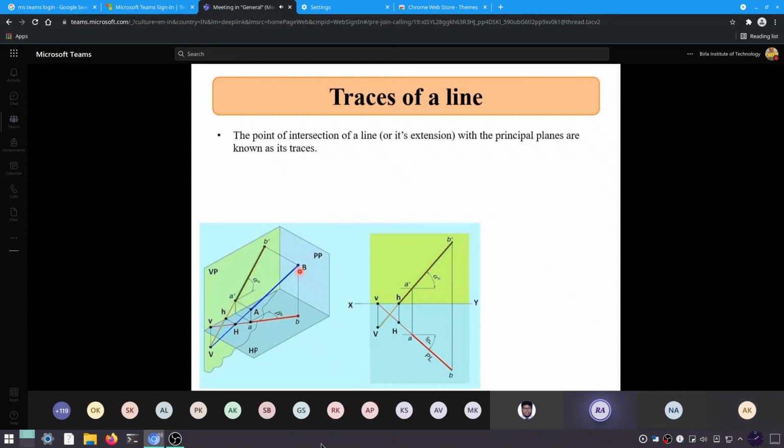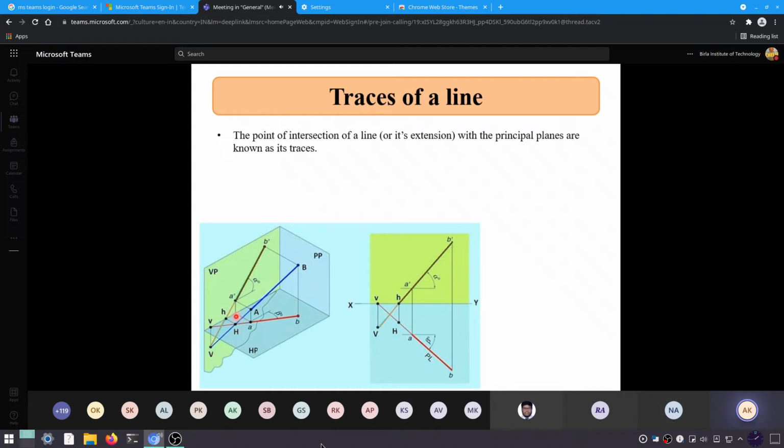So we have got a line which is inclined to both the principal planes, right? And if we extend the line further, so let's say in this case we are extending the point A over here, and after extending this point, we'll see that this line is going to meet the horizontal plane at a certain point. So we call that point H, capital H. We denote it by capital H.